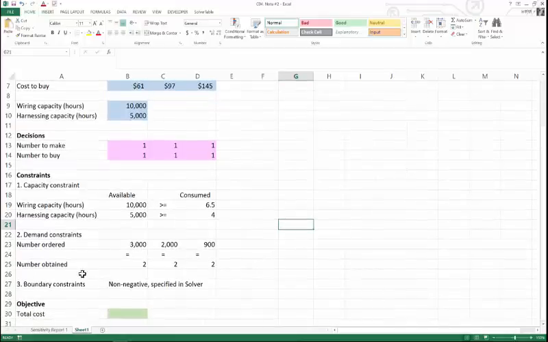Now, the third type of constraint is the boundary constraint. We want every decision variable to be non-negative, which will be specified in Solver.